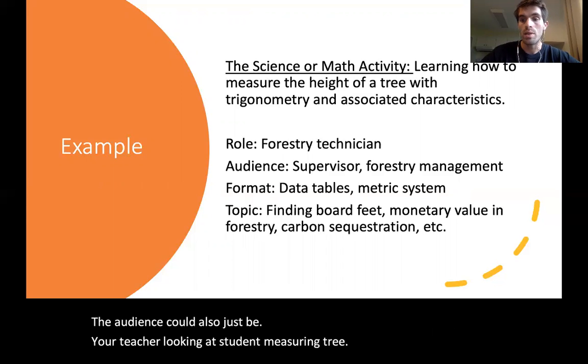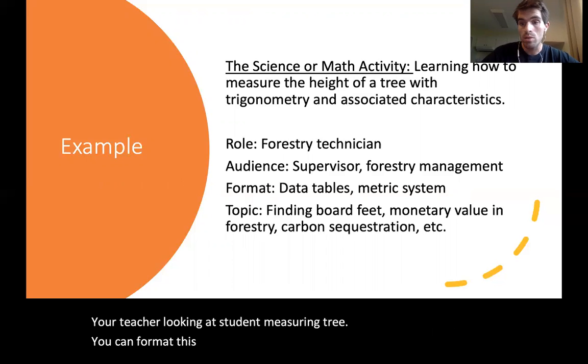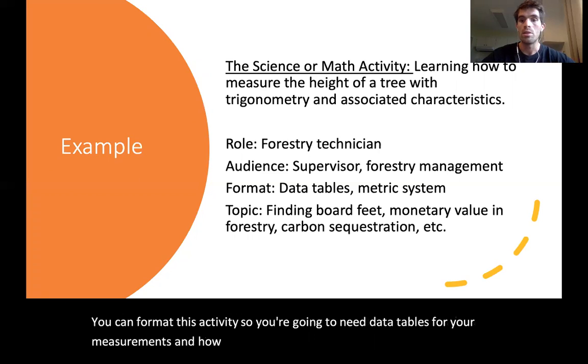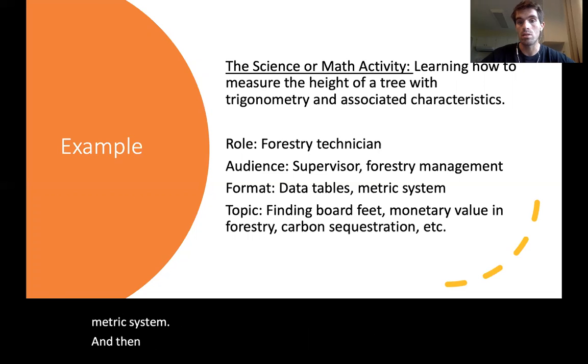You can format this activity. So you're going to need data tables for your measurements and how you calculated the height of the tree using the metric system. And then also here's your topic. So why are you measuring the height of this tree?